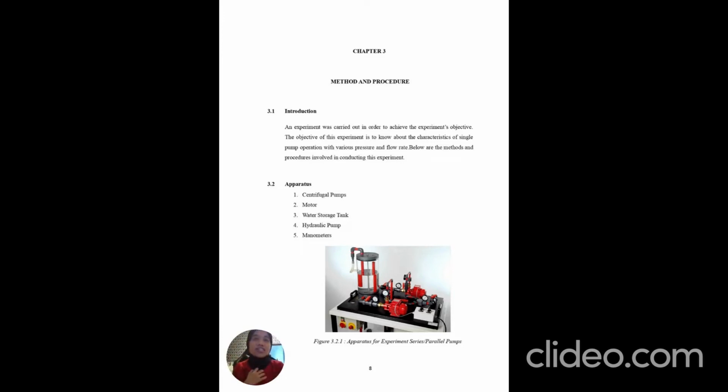Our introduction: this experiment was carried out in order to achieve the experiment's objective. The objective of this experiment is to know about the characteristics of single pump operation with various pressure and flow rate. Below are the methods and procedures involved in conducting this experiment. Our apparatus is centrifugal pumps, motor, water storage tank, hydraulic pump, and manometers.